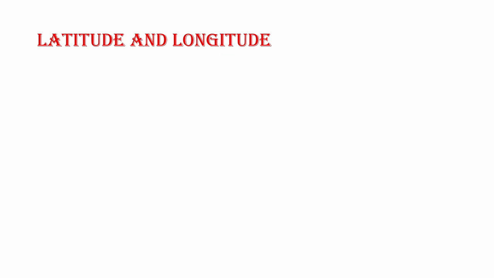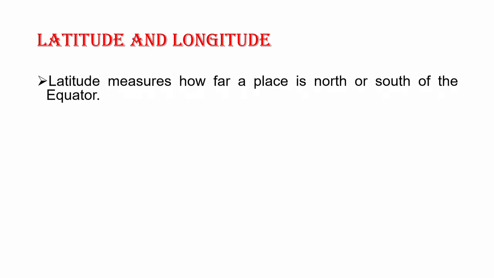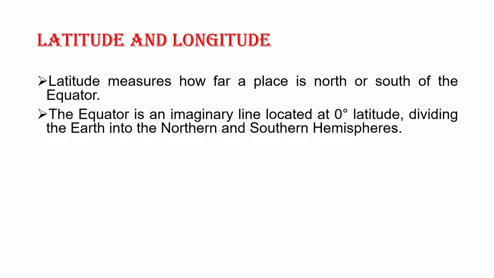latitude and longitude. The concept of latitude measures how far a place is north or south of the equator. The equator, we know, is an imaginary line located at 0 degree latitude and divides the Earth's surface into two equal hemispheres known as northern and southern hemispheres.